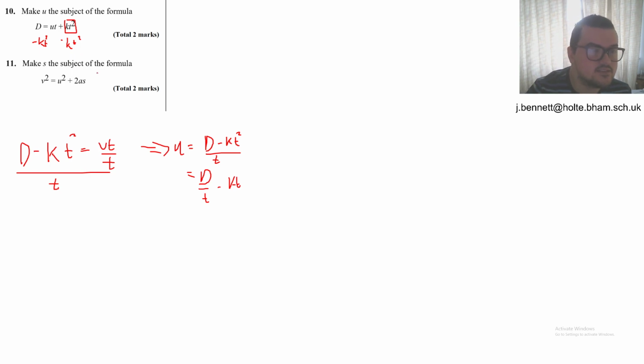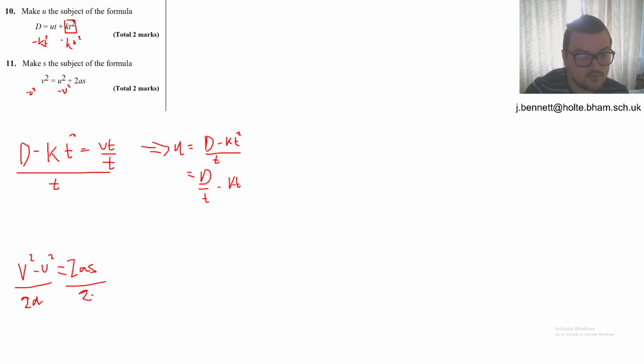Make s the subject of the formula. Again, we're just going to take off u squared from both sides. So v squared minus u squared equals 2as. And now we're just going to divide both sides by 2a. So we just get left with the s. So we get the s equals v squared minus u squared over 2a.